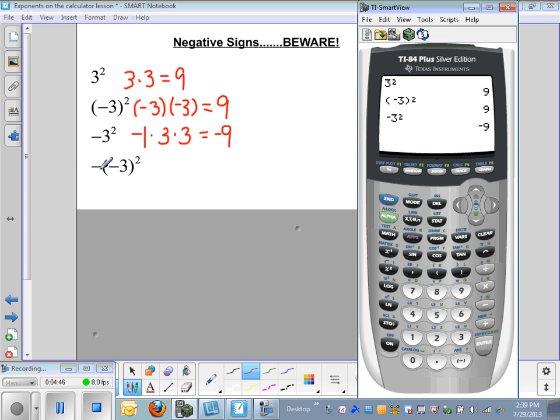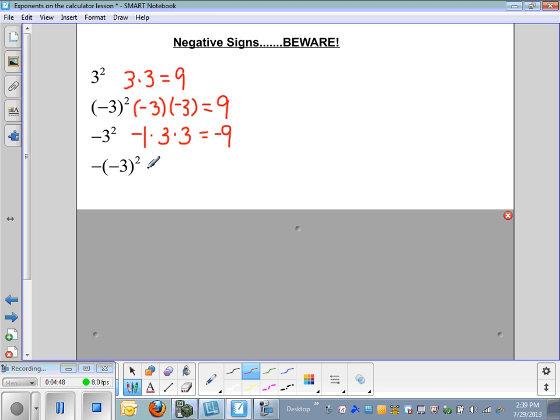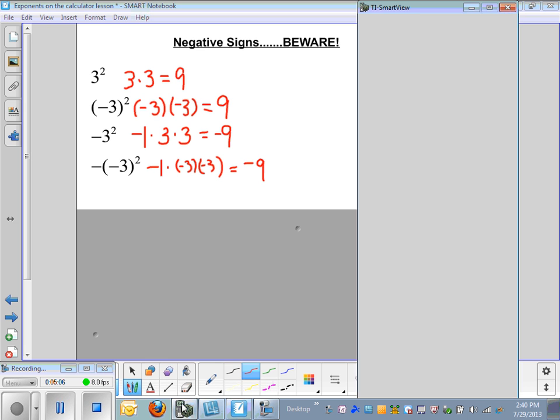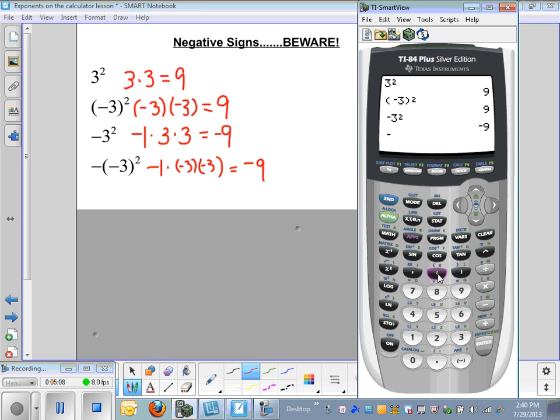The last example is they have a negative and a negative 3 base, so they want a negative 1 times a base of negative 3. And that should give me the opposite of this up here with a negative 3 squared, so it should give me a negative 9. So a negative, parenthesis, negative 3, parenthesis squared, will give me a negative 9. So there are some subtle differences there. You just need to be very, very careful on how you input these numbers into your calculator.